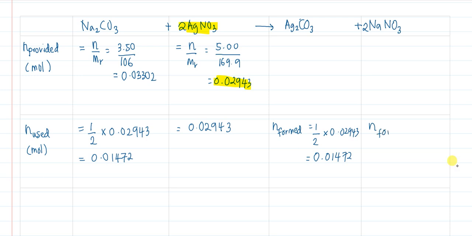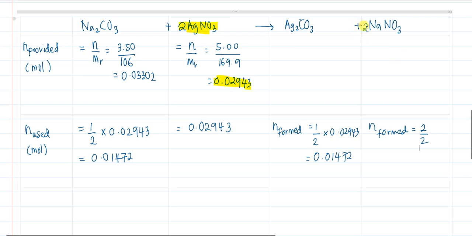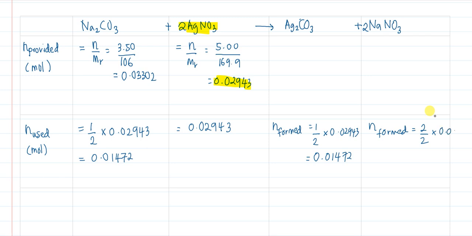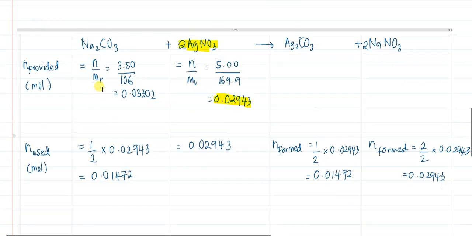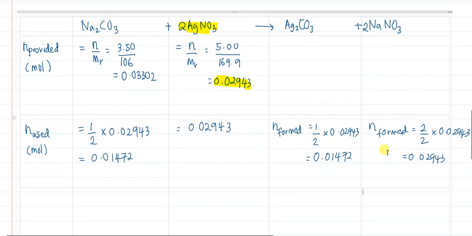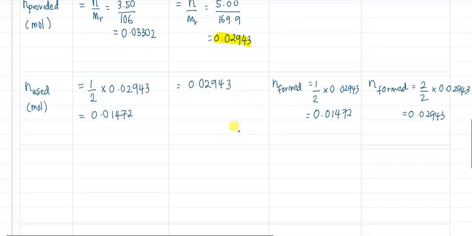Whereas the number of moles of sodium nitrate formed is 2 divided by 2, 2 divided by 2 multiplied by 0.02943. And we should be left with 0.02943. And now that we know how many moles are used for the reactants and how many moles of products formed, we can look at the number of moles at the end of the reaction.